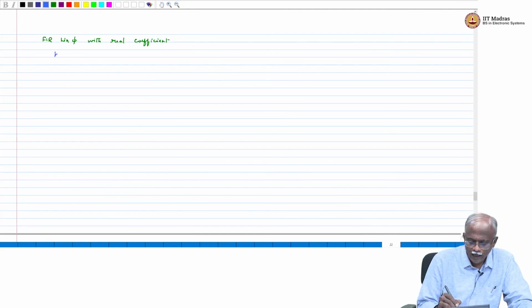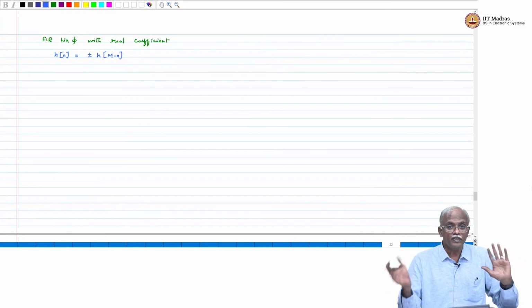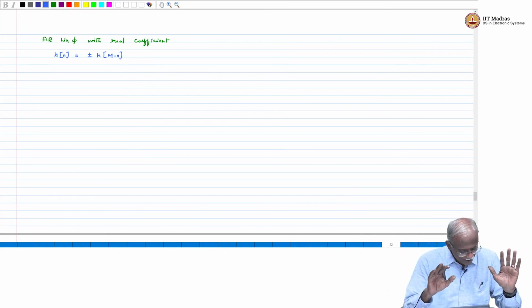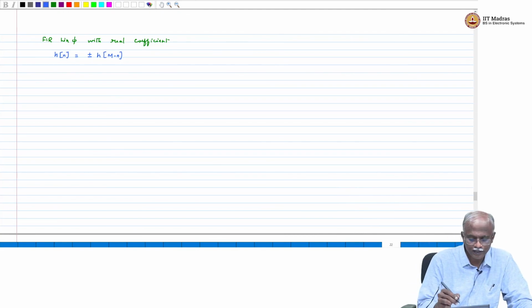Okay, h of n is equal to plus or minus h of M minus n. Symmetry, either even symmetry or odd symmetry. This was ultimately what was there in the expression. Whether it was odd order or even order does not matter. This symmetry is still the one that is present.